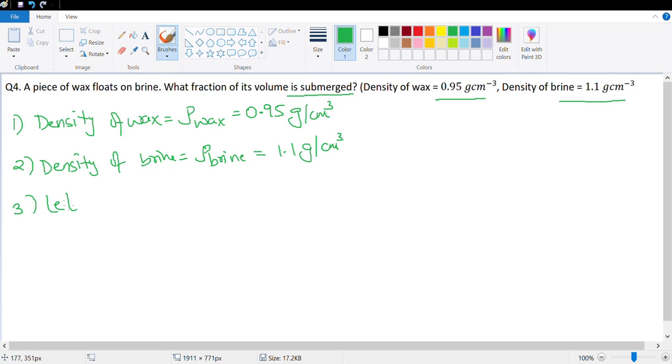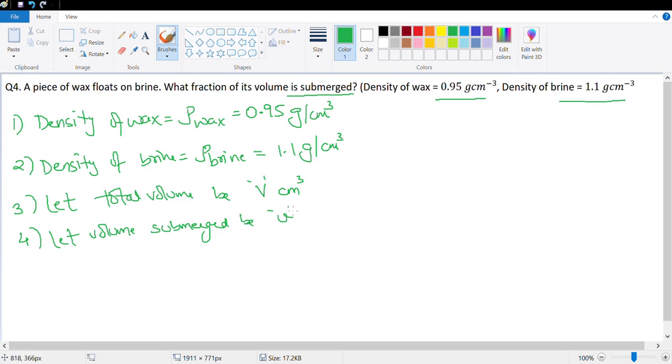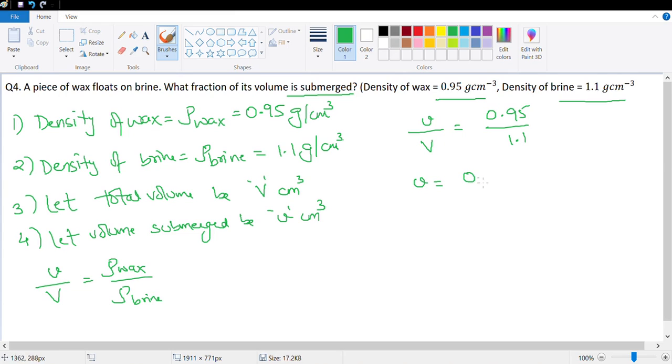So let total volume be capital V centimeter cube. Next, let volume submerged be small v centimeter cube. So we know small v upon capital V is equal to, in this case, density of wax upon density of brine. Let's substitute values. So small v upon capital V is equal to density of wax, which is 0.95, upon 1.1.